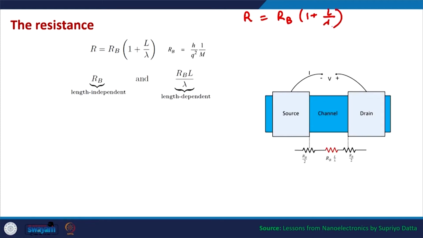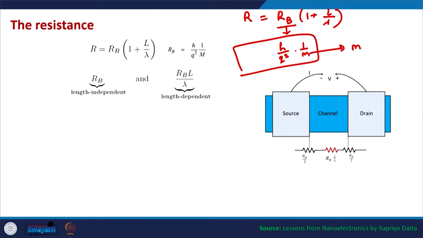Just to have a glimpse of how the resistance looks like if we do analysis using the bottom up approach. This Rb is the ballistic resistance, it is given by h by q square times 1 by M, where M is the number of modes.